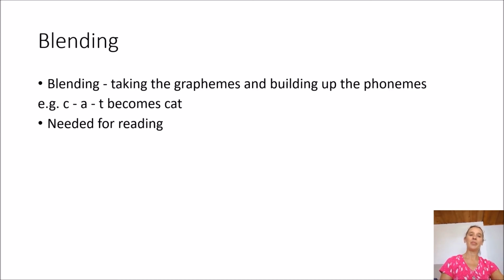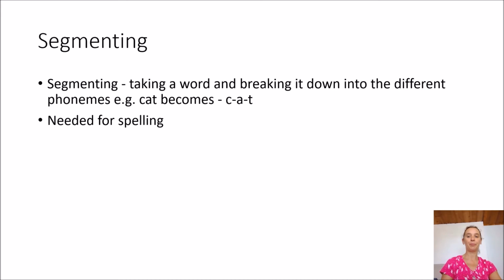Blending. Blending is the skill of being able to take the graphemes, the written word letters, and build them up into the phonemes. So you need to look at the letter C and know it says k, look at the letter A, know it says a, and look at the T and know it says t, and then you go k, at, and you read cat. This is the skill you need for reading.